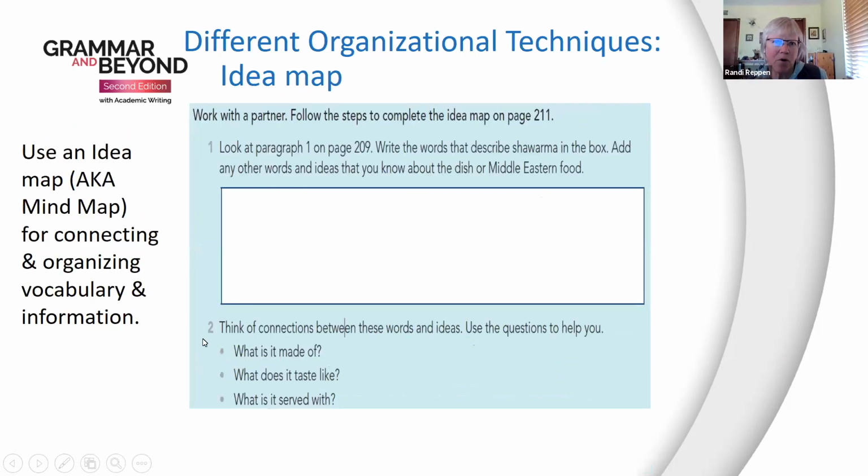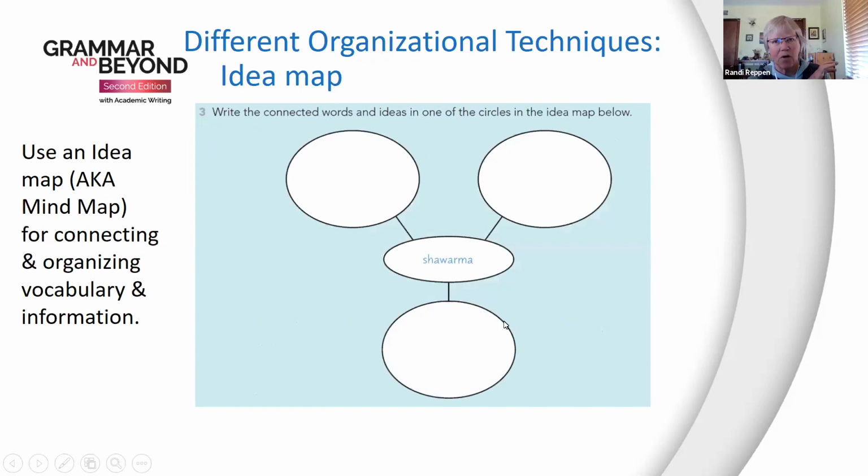When we're doing more of a descriptive task, we could use something to just generate vocabulary. In this case, it's describing shawarma, a type of food. And so it gives some questions to help students get ideas here. They've been reading about this, so they have some context and background information. And then they take that information and they organize it in a way that will help them write a more effective essay.